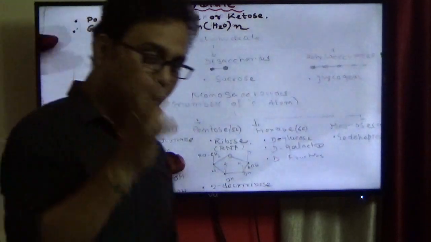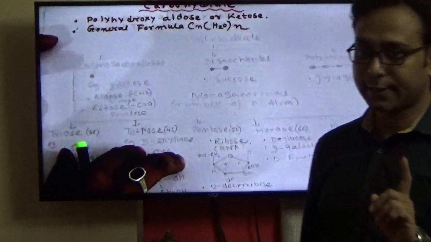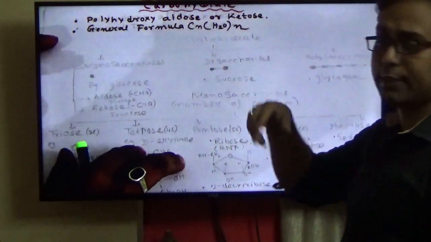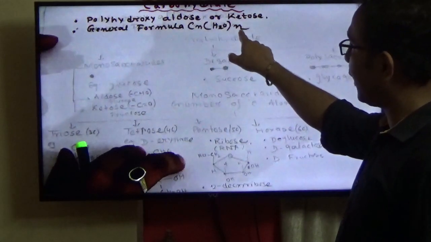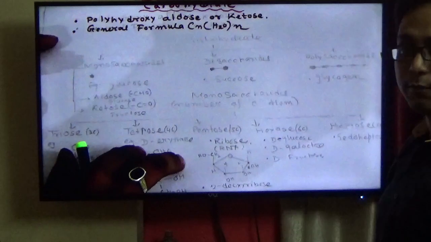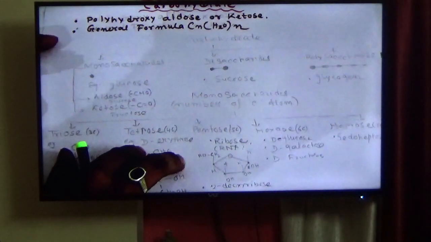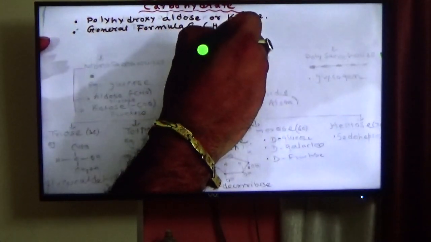Right? You tell me, what is the structure of glucose? Glucose is C6H12O6. In that structure, what is the value of n? 6. You just put n as 6 and you find the formula of glucose. So this is the general formula of monosaccharides. Now we classify the carbohydrates.